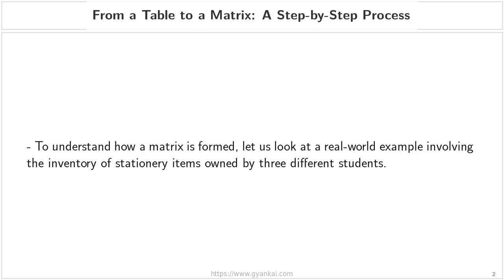From a table to a matrix, a step-by-step process. Now that we have established the conceptual definition of a matrix, let us move from the theory to a practical application. To understand exactly how a matrix is formed from raw data, we will examine a real-world example involving the inventory of stationery items owned by 3 different students. This will allow us to see the step-by-step transition from a standard data table to a formal mathematical matrix.